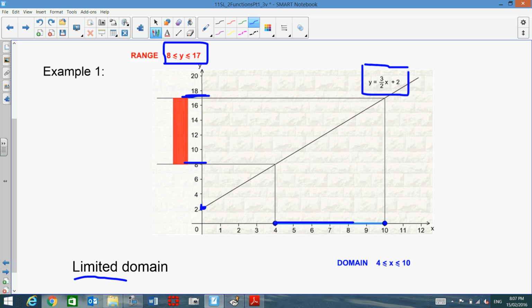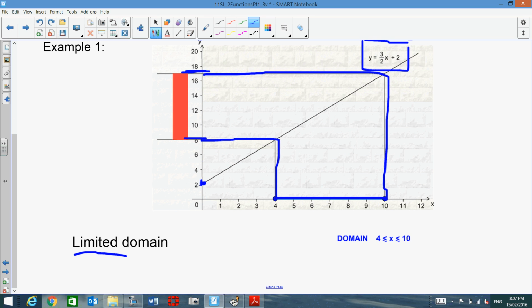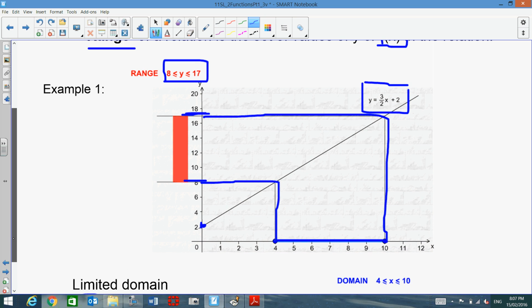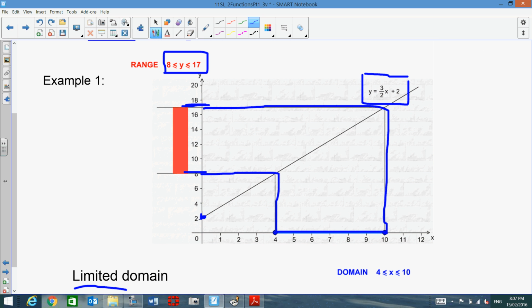Because look at our domain. If we restrict from 4 to 10, then we track these points to the y-axis, and it also restricts our y values. So depending on what you restrict or what you're looking at, sometimes we might not have an open domain or an open range that will go on forever. So in this case, we're particularly looking for domain between 4 and 10 inclusive, and that also restricts our y values between 8 and 17.